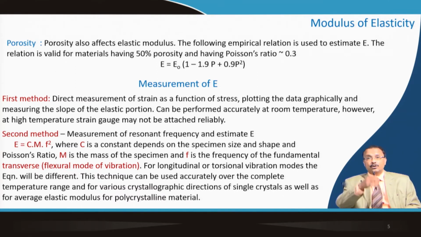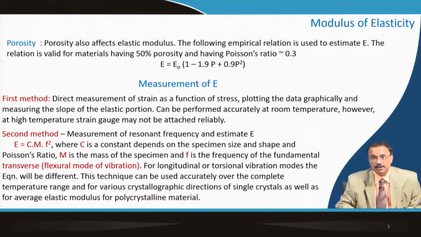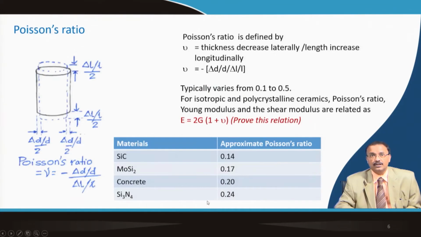If you consider longitudinal or torsional vibration modes, then this equation will change, but this is a good way to measure accurately the elastic modulus at various temperature ranges and for various crystallographic directions of a single crystal, as well as the average elastic modulus for polycrystalline material. So this second method is good for accurate determination of elastic modulus.